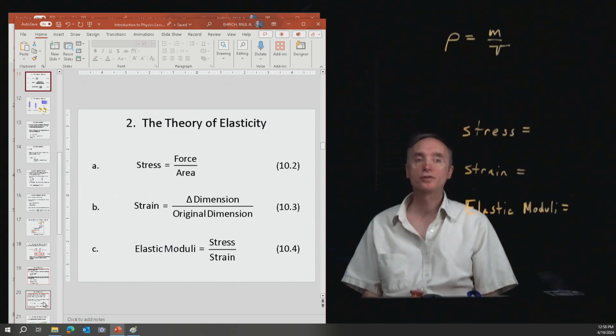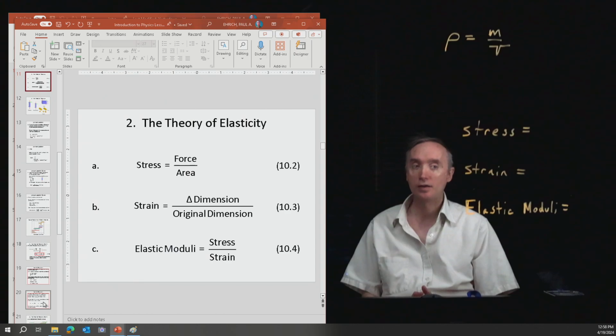Back, and now we want to talk about the theory of elasticity. And the first concept is, what is a stress? So a stress is going to be a force applied to an area. Now you should already know what a force is. So a force is a push or a pull.